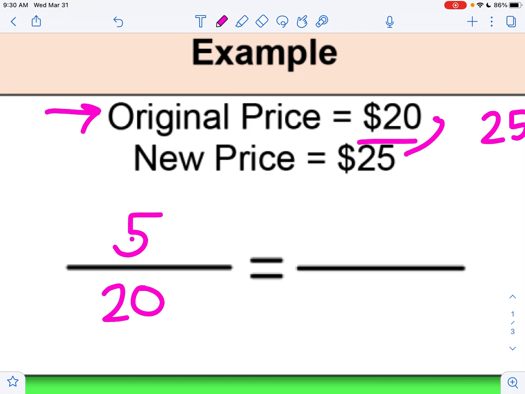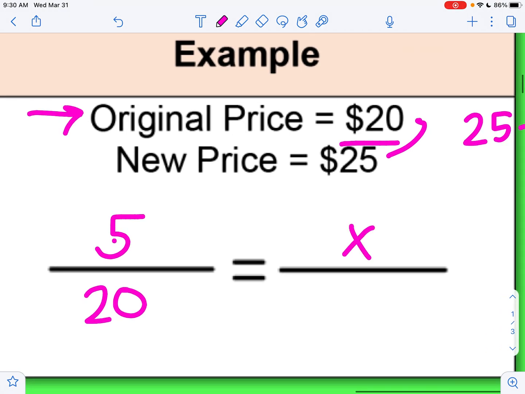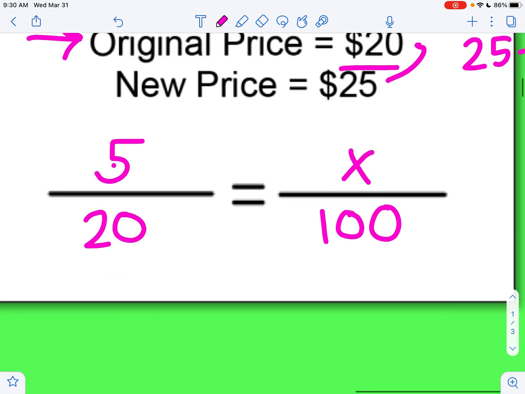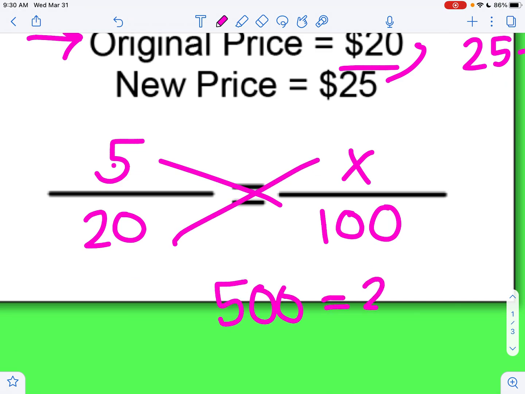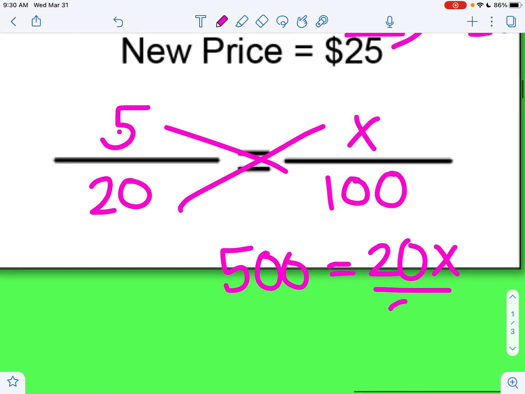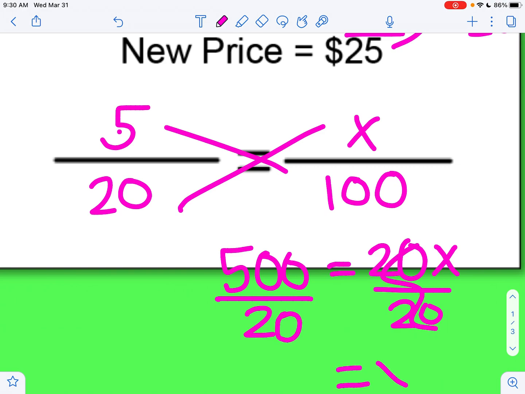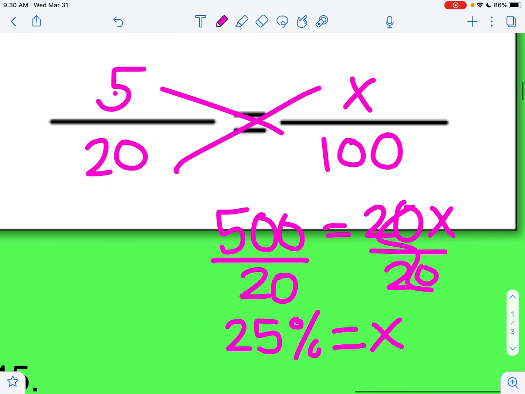And then we do not know our percent. They did not give it to us, so that's our x. And remember, our denominator is always 100. So now we can go ahead and cross multiply. 5 times 100 is 500, and that's equal to 20x. And then to solve for x, we divide both sides by 20. So our 20s cancel out, we're just left with x, and we get 25 for an answer. But we're talking about percents, so we need our percent sign.